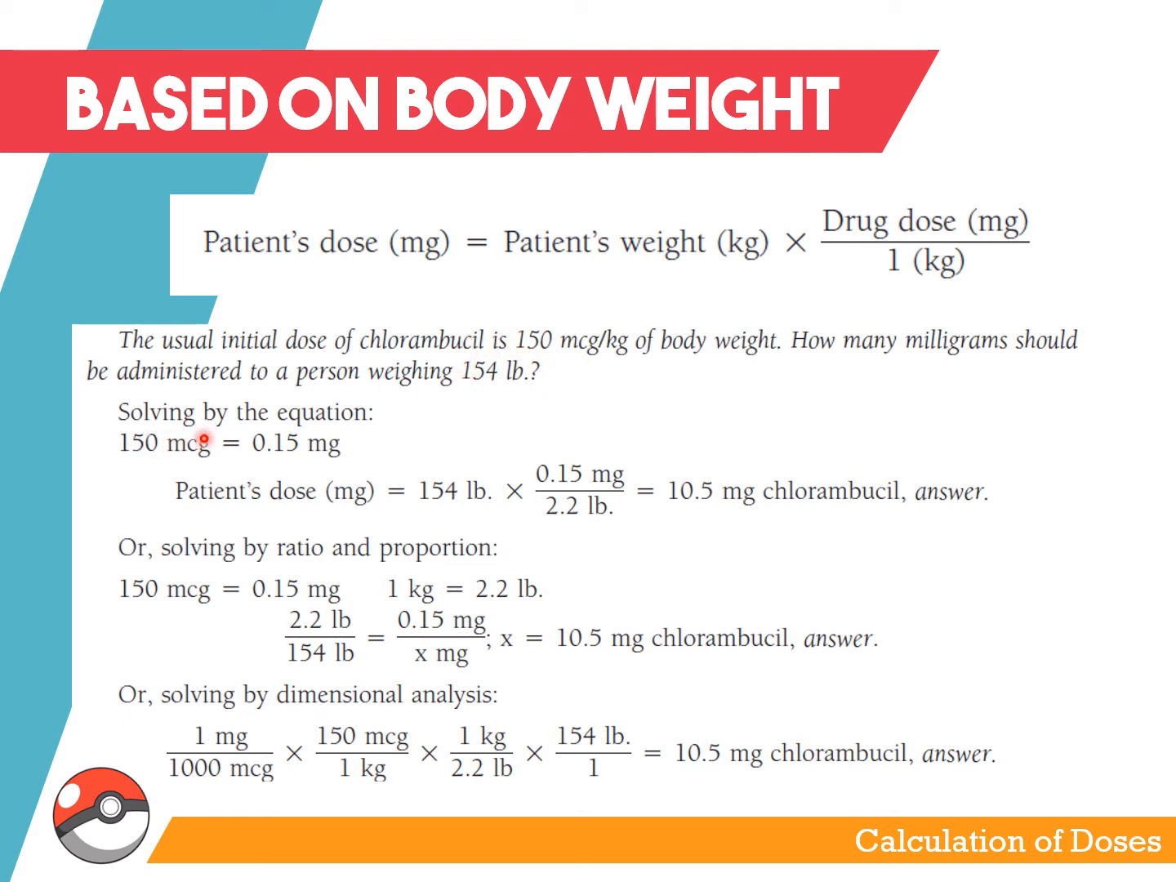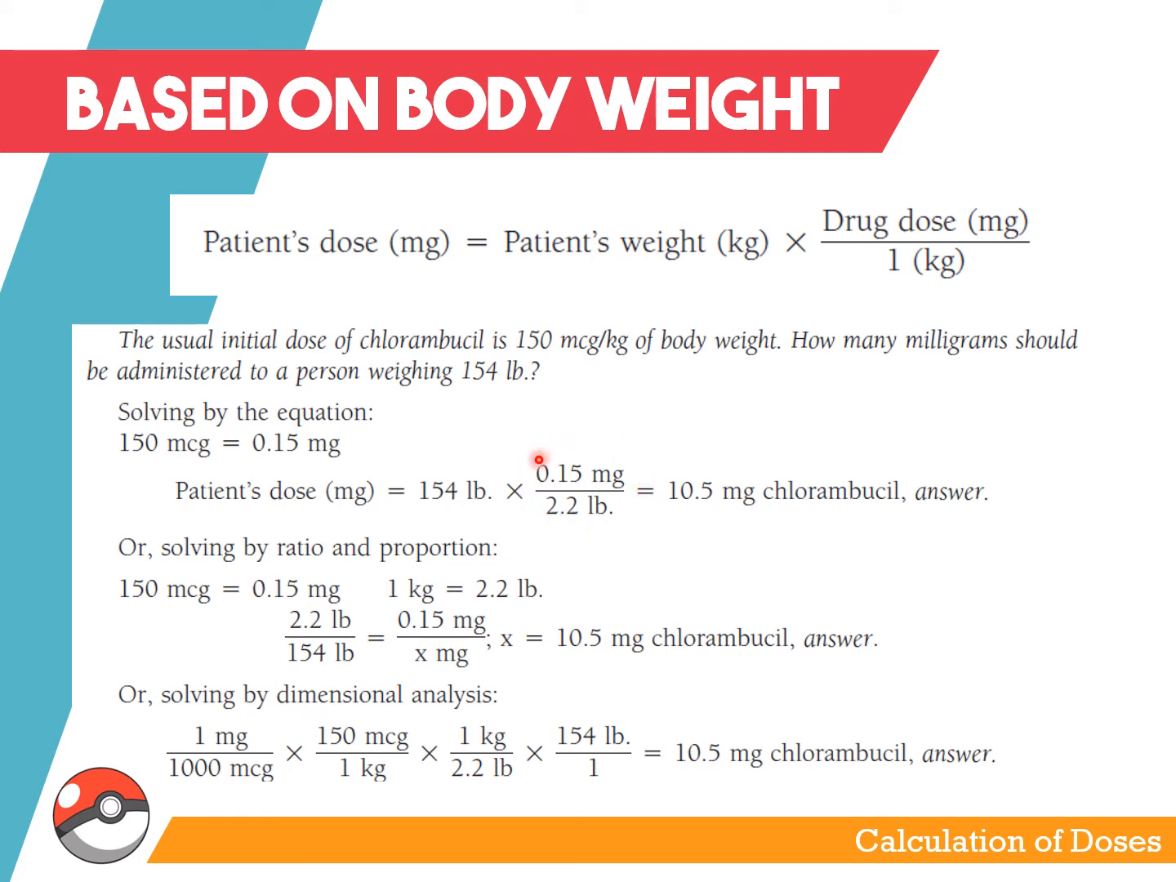So solving by the equation, we use 150 micrograms, convert it to milligrams. So we will have 0.15 milligrams per kilogram. Next is to convert the pounds into kilograms. So here we have a conversion factor. 1 kilogram is equal to 2.2 pounds. But here the author put it directly.